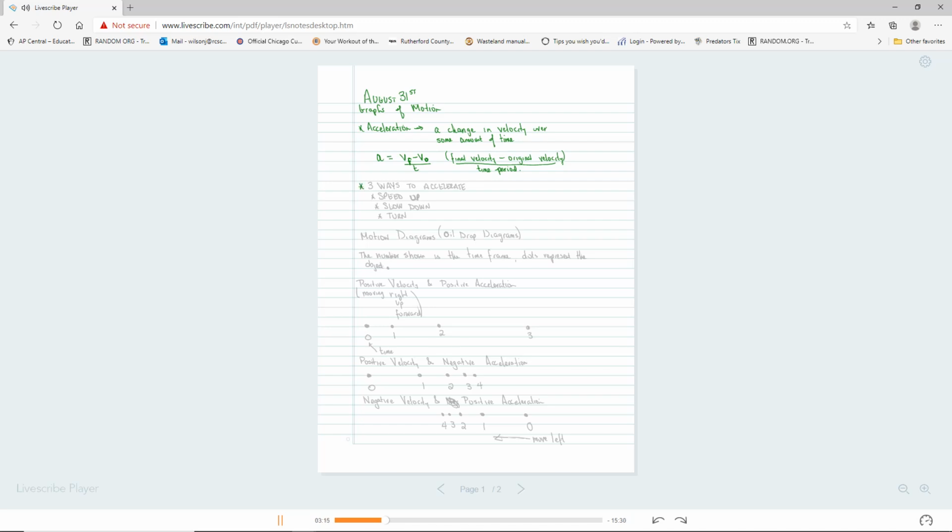So, there are 3 ways to accelerate. The one that most people think of is speed up. You can slow down, or you can turn. The last one is the one that nobody ever seems to remember. Speed up, slow down, or turn.